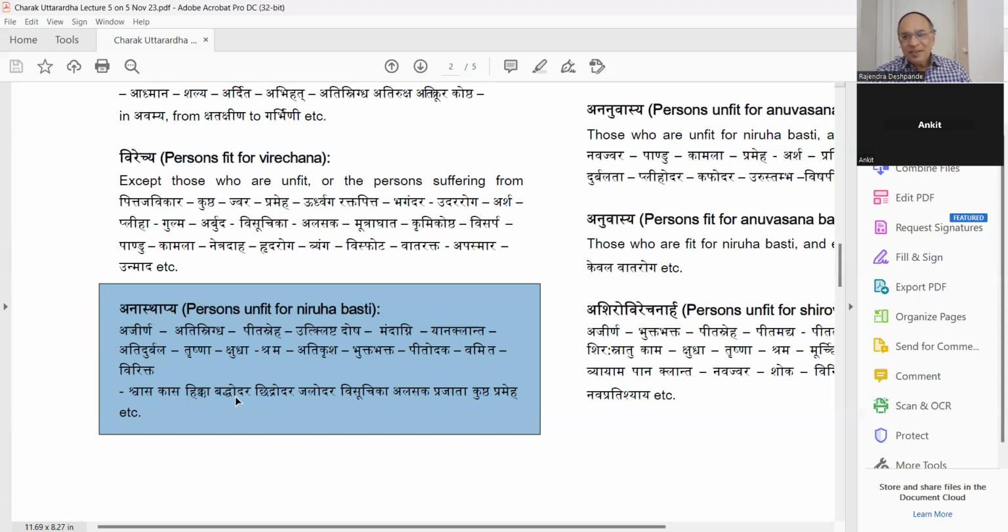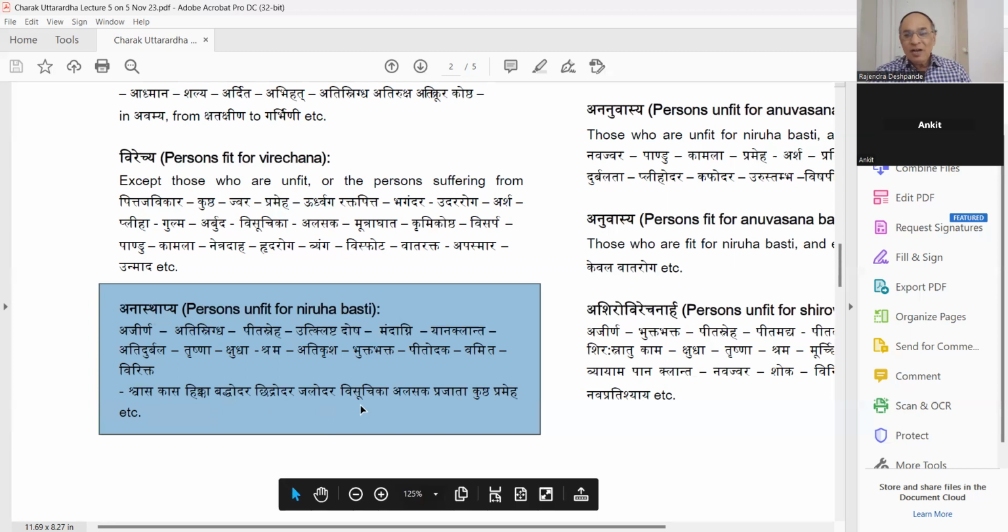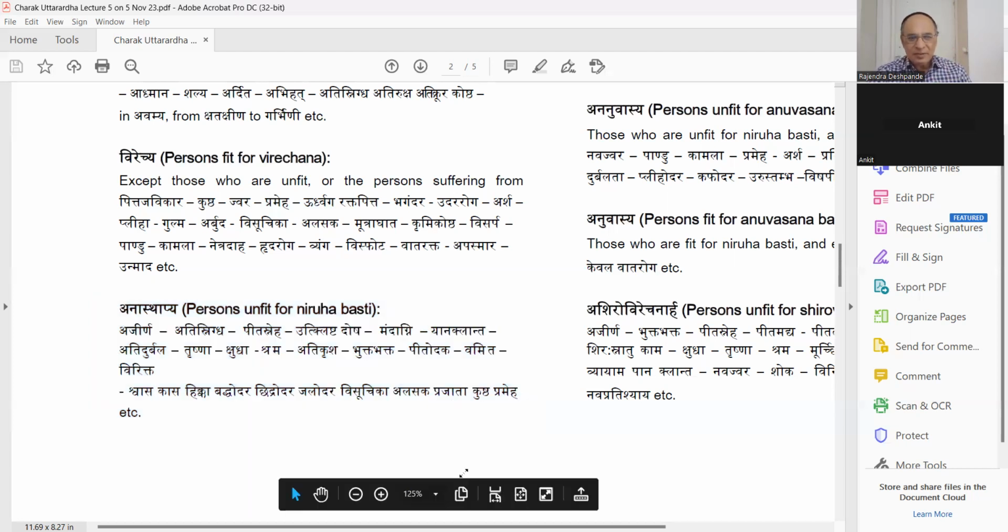Baddhodara, that is an obstruction in the abdomen. Okay, total obstruction. Chidrodara, that is a perforation in the abdomen. Jalodara, ascites. Visuchika, cholera. Alasaka, Kushtha, skin diseases. Prameha. In these diseases, it is better that you should not give the Asthapana Basti.